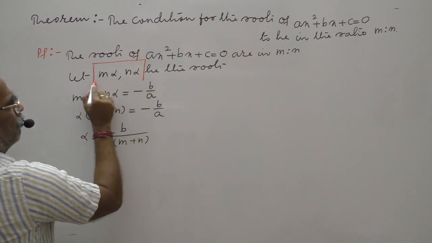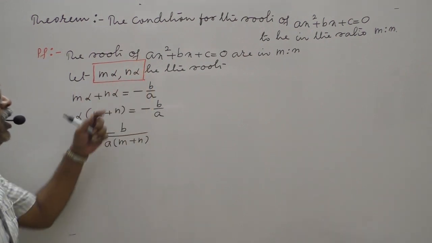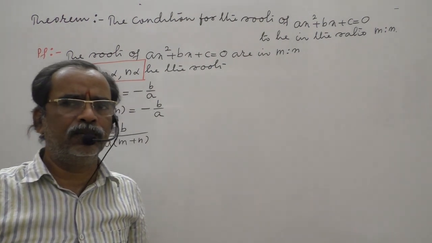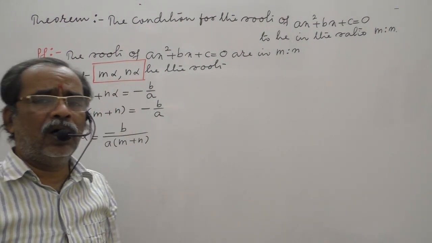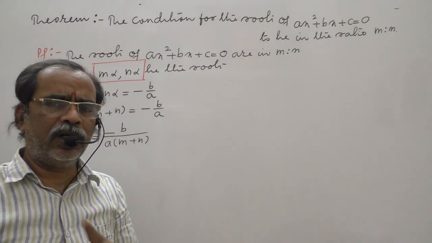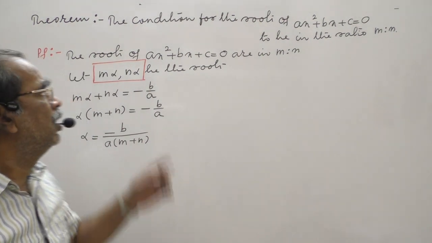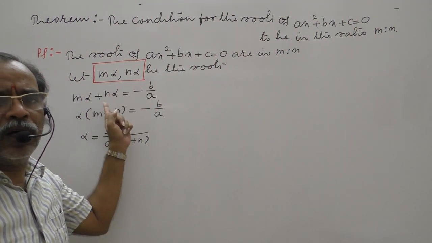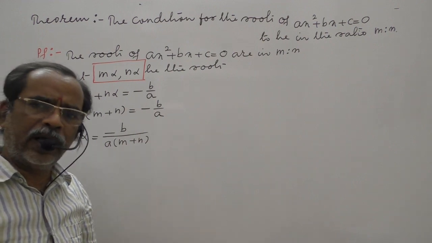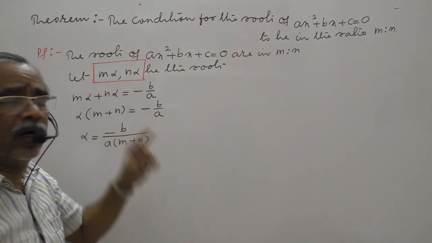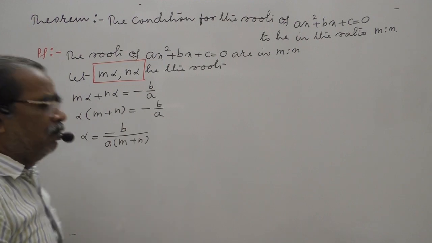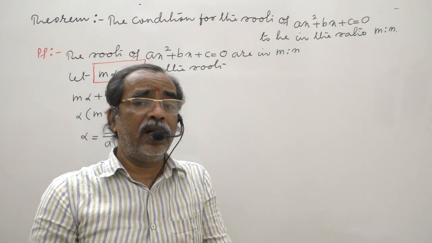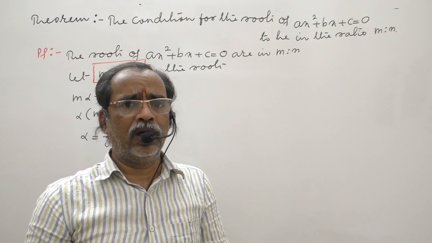I took m alpha, n alpha. Clearly, if I cut alpha, what is the ratio of the roots? M is to n. Here, what is alpha? Alpha can be anything. It is called a parameter. If alpha is 1, what will be the ratio? M is to n. If alpha is 2, 2m is to 2n. Again m is to n. So, alpha is a parameter. For the problems of locus and conditions, this is important.